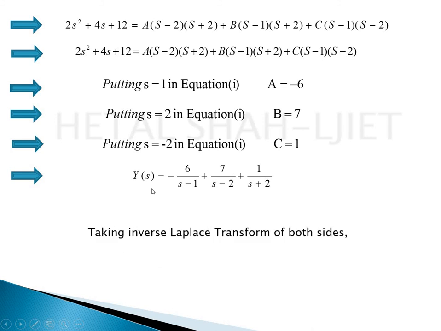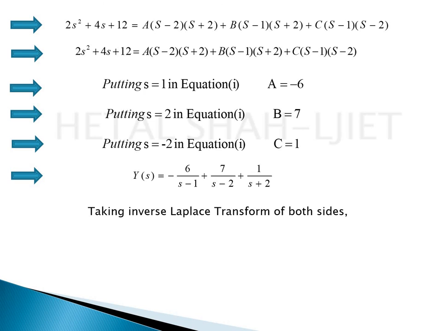Now taking inverse Laplace on both sides, we get inverse Laplace of 1 upon s minus 1 is e raised to t. For the second term, it is e raised to 2t, and for the last term, it is e raised to minus 2t. Okay, so this is the example for the given problem.